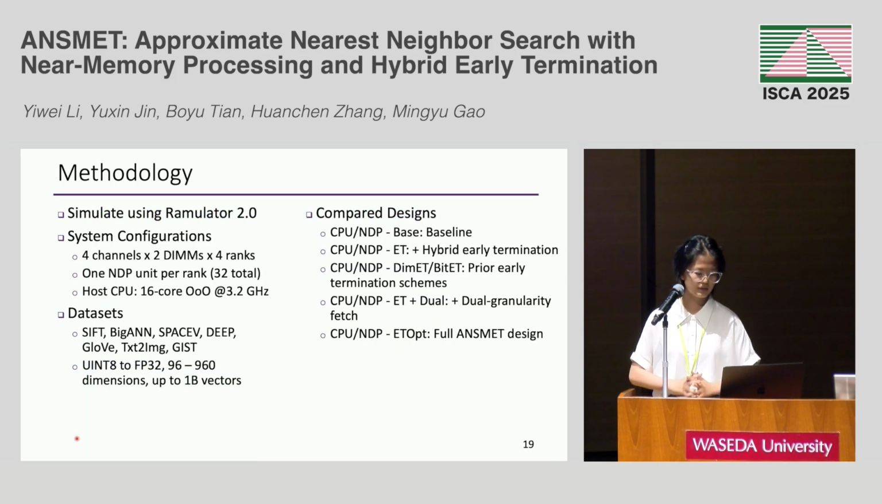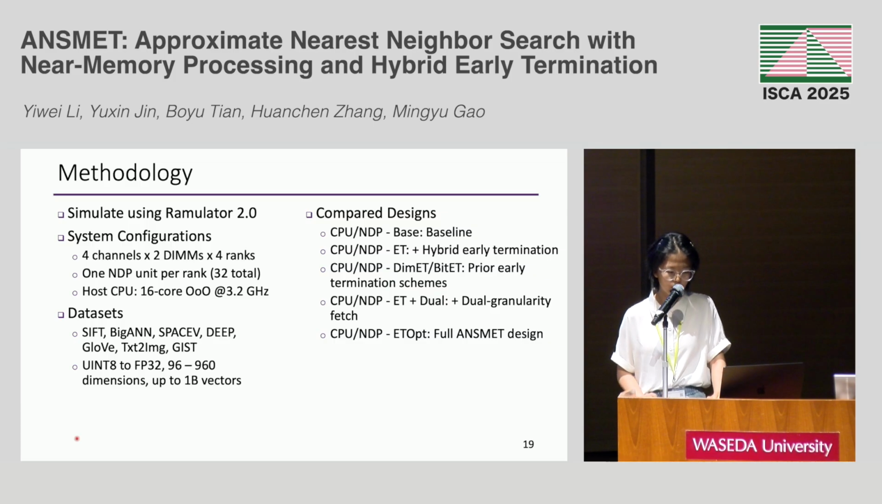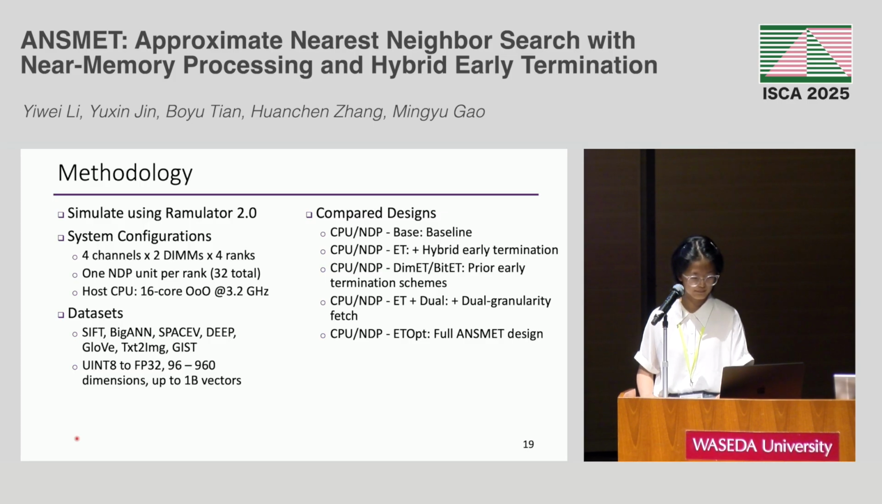We simulate using Ramulator version 2. Our setup uses 4 channels, 2 DIMMs, and 4 ranks, with 32 NDP units. We test across 7 frequently used datasets. We run on both CPU and NDP configurations. We run baseline first and then add simple early termination, then add data layout optimizations, and finally the full ANSMET design. We also compare our design with previous early termination schemes.